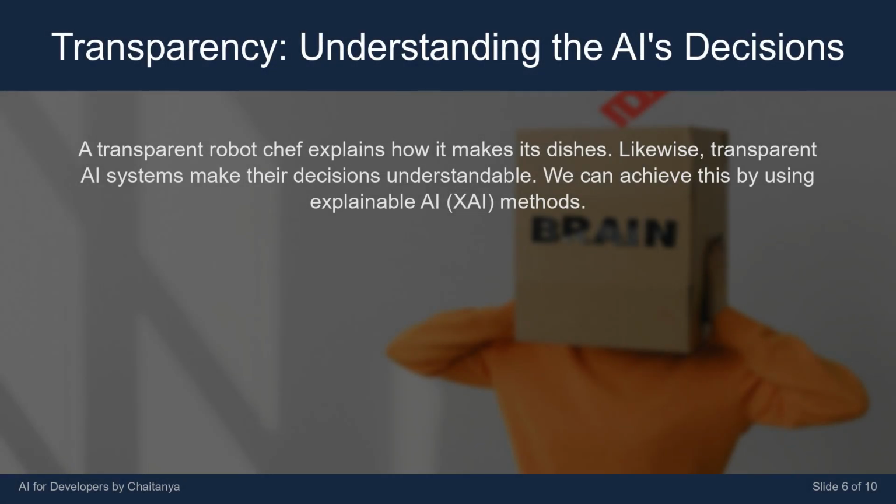A transparent robot chef explains how it makes its dishes. Likewise, transparent AI systems make their decisions understandable. We can achieve this by using explainable AI, XAI, methods.